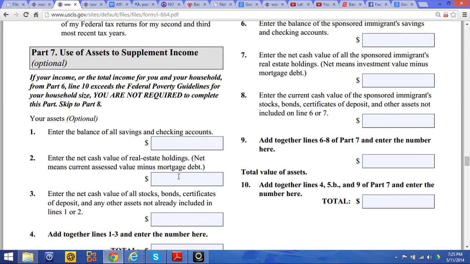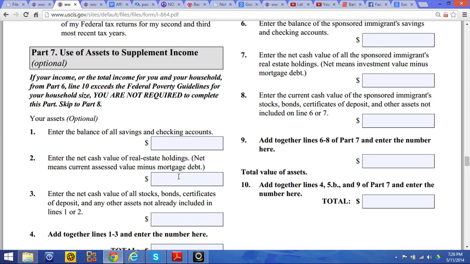So if you have a home, you don't put just the value, you have to put the net cash value. What we mean by net cash value is the value of the home minus any lien against this house, for example if you borrowed some money. You will also need an appraiser to give you the value of the house minus any mortgage debt, which will give you the net cash value of the house.